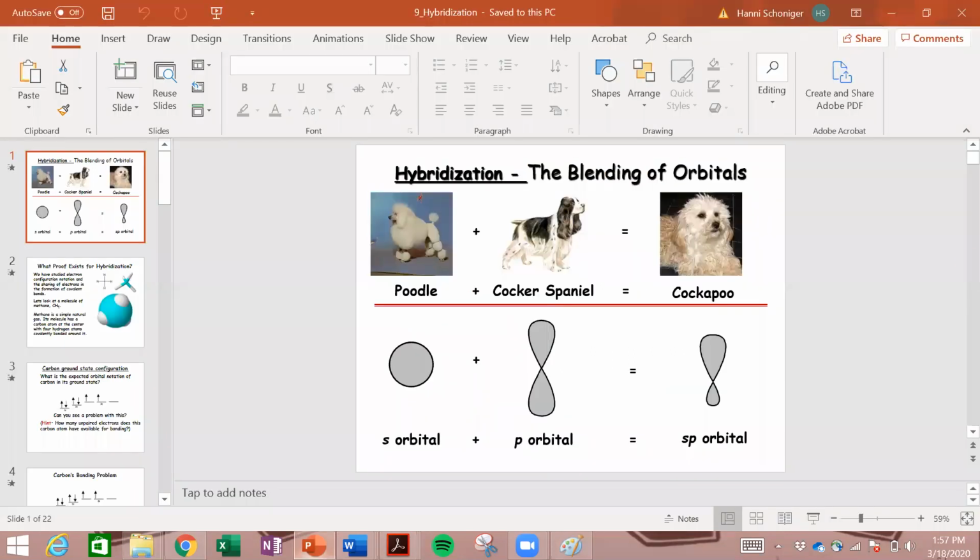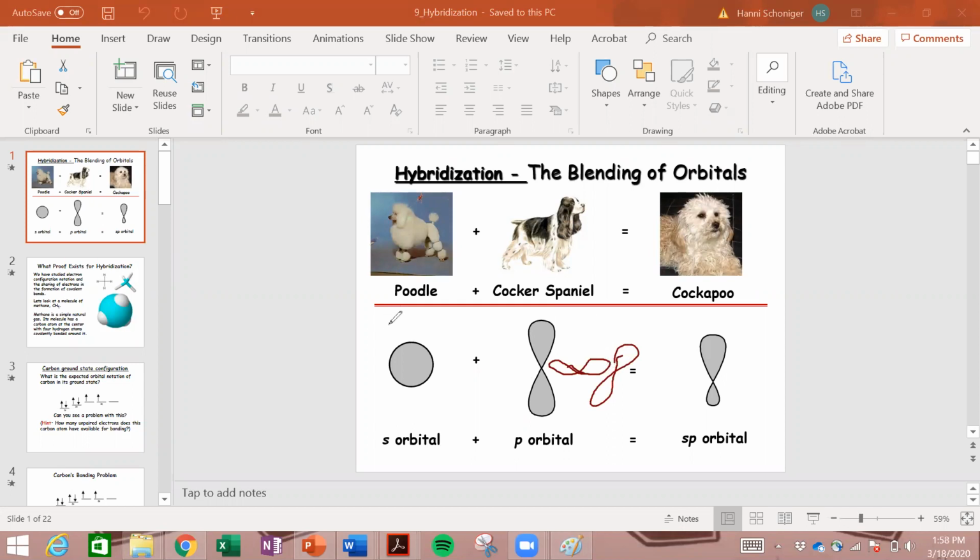So to review hybridization, we had the blending of orbitals, right? Hybridization means you're creating a hybrid of your s and your p orbitals. All of your s orbitals had that spherical shape, and your p orbitals had those three dumbbell shapes. There's one on the y-axis, one on the x-axis, and one on the z-axis. So there are three different p shapes.